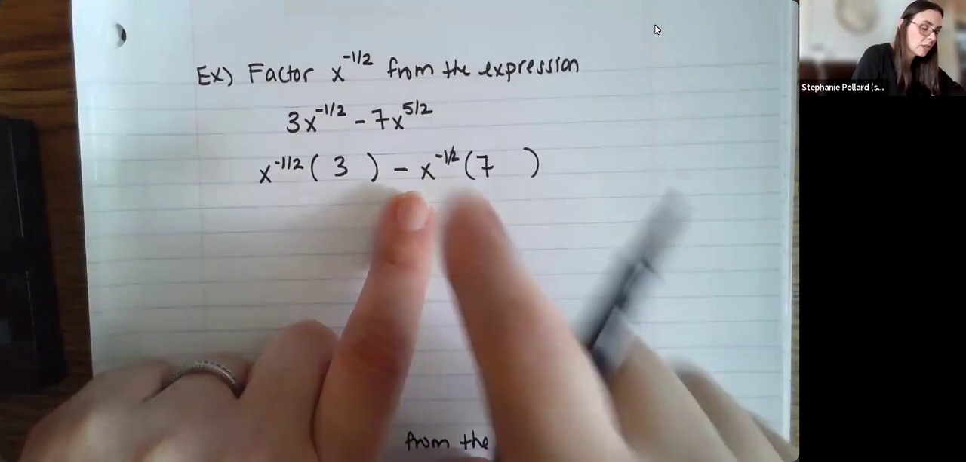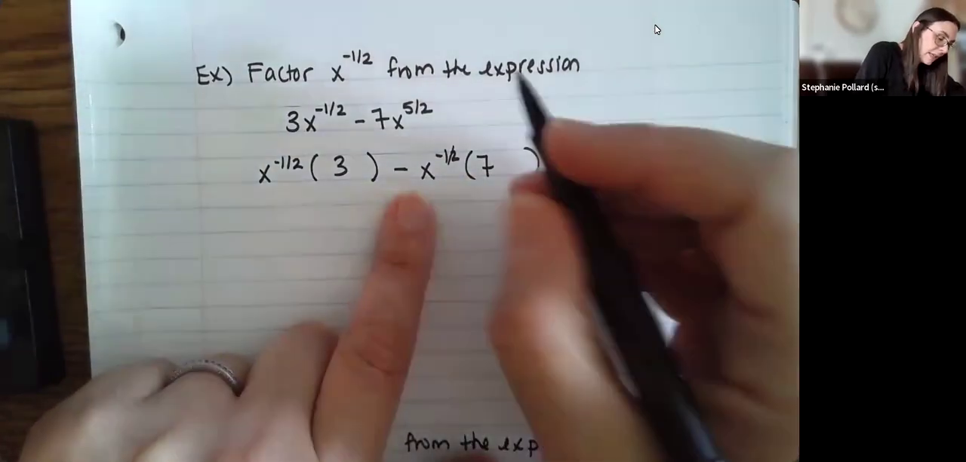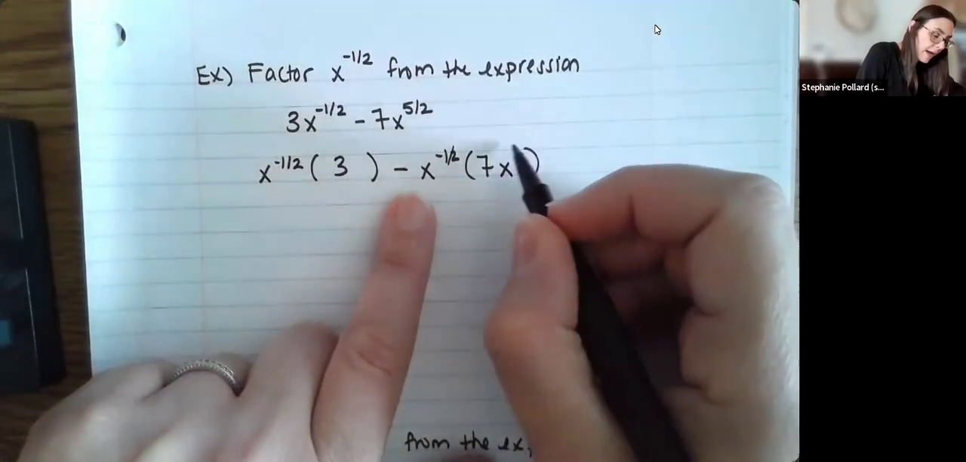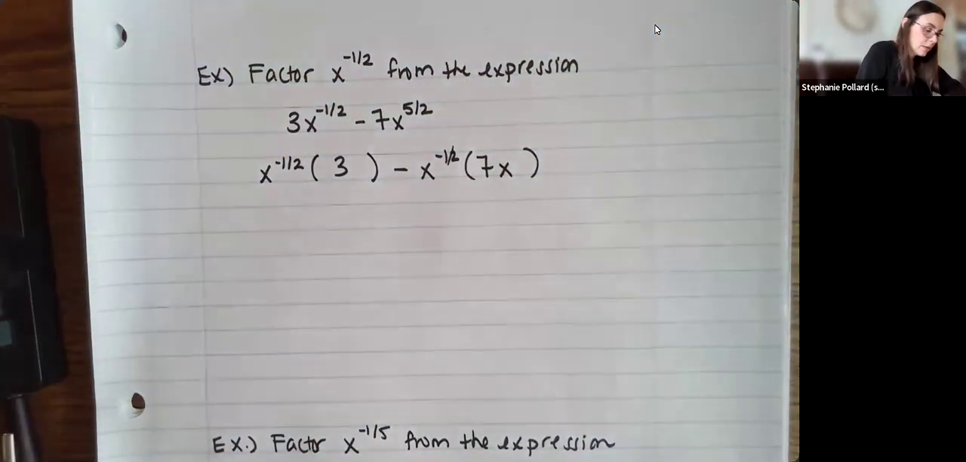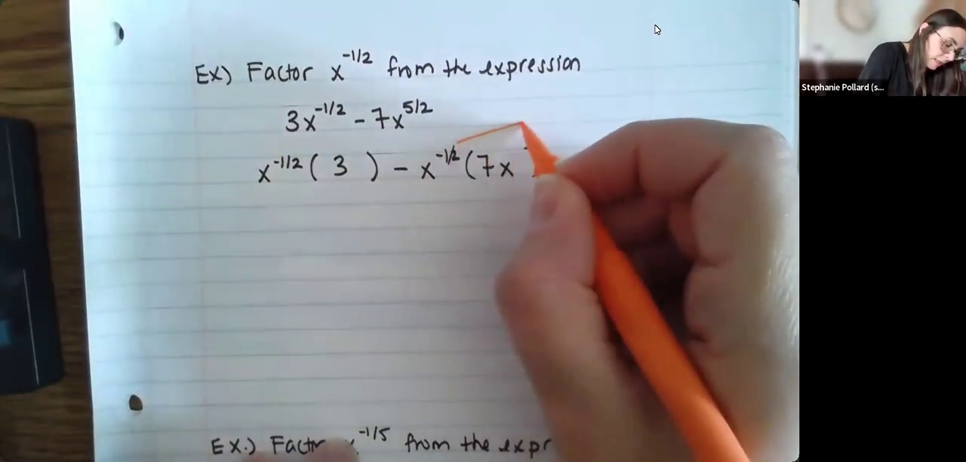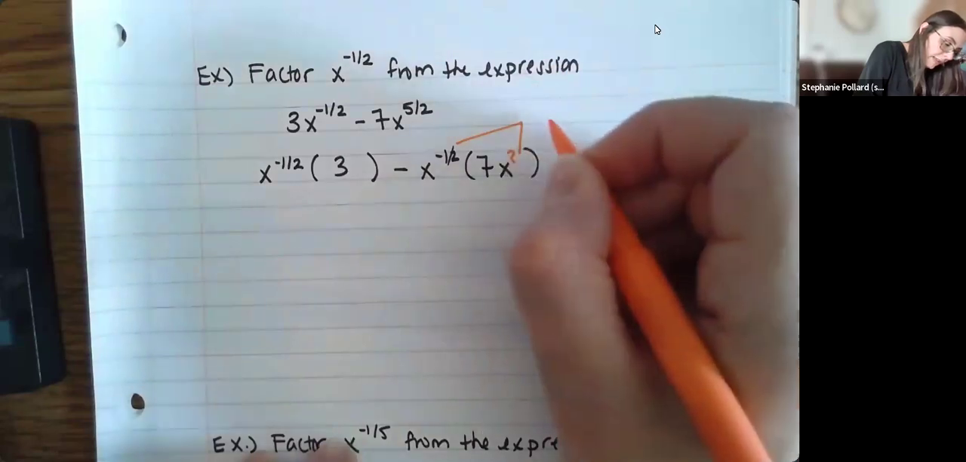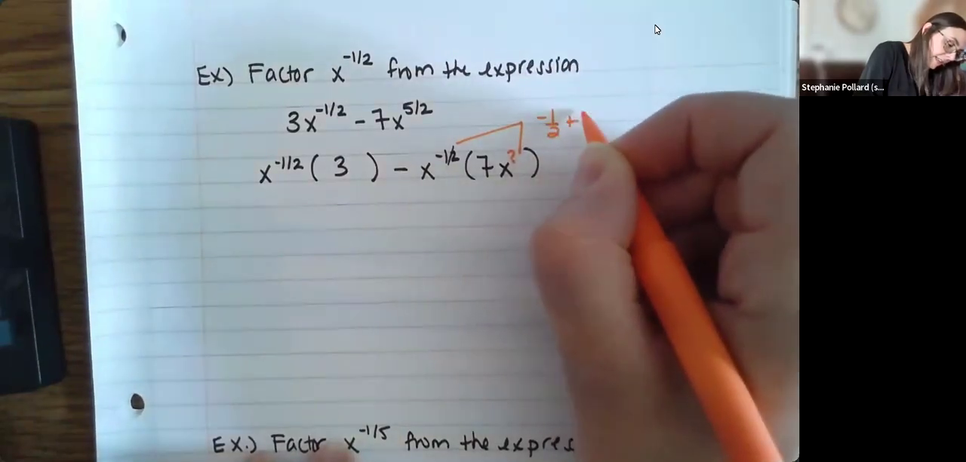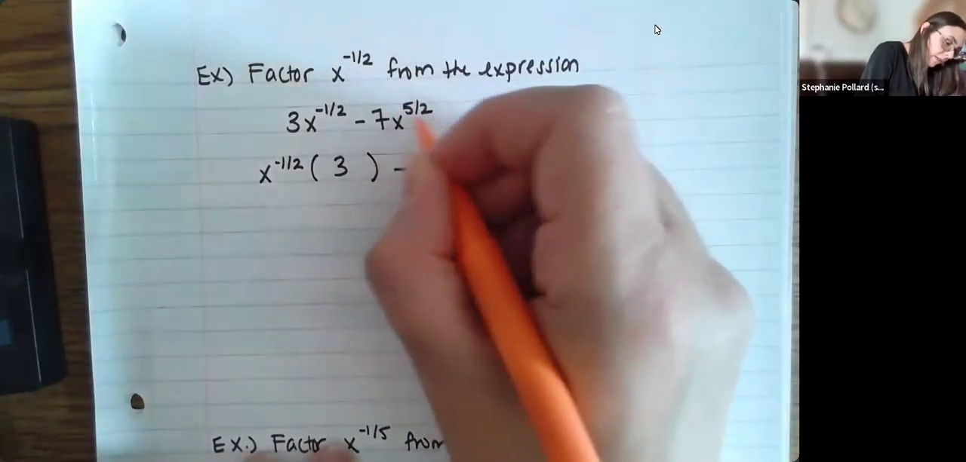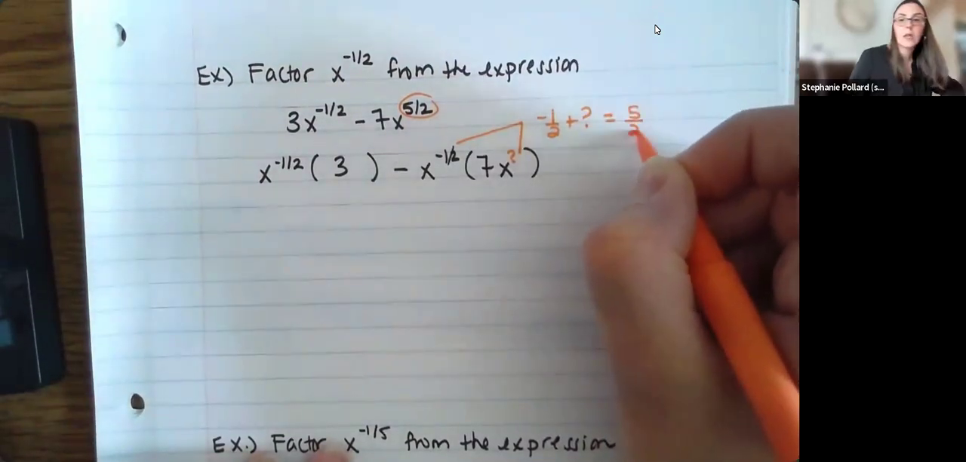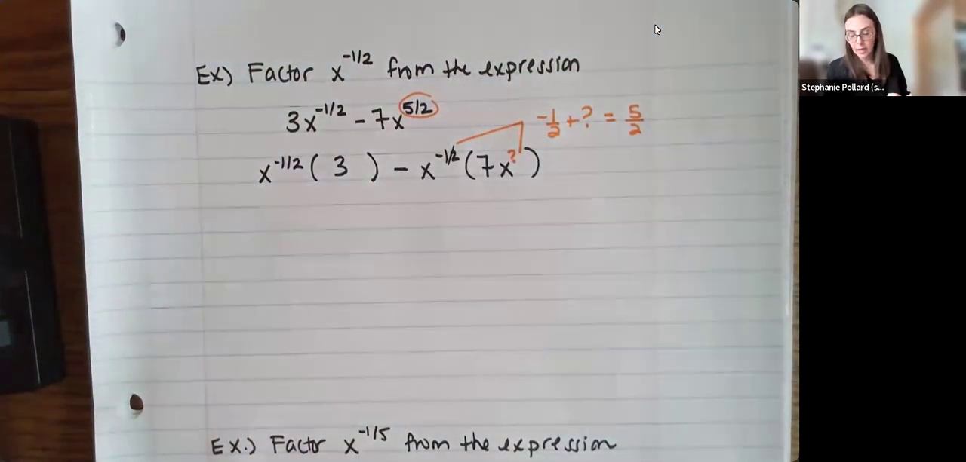So you want to actually do a little bit of trial and error and say to yourself, well, x to the what power? So this number and this number here, when I take -1/2 and I add it to that number, I want to get the original 5/2 back out. So it's a little bit of trial and error. It's not like our standard factoring that we're used to.